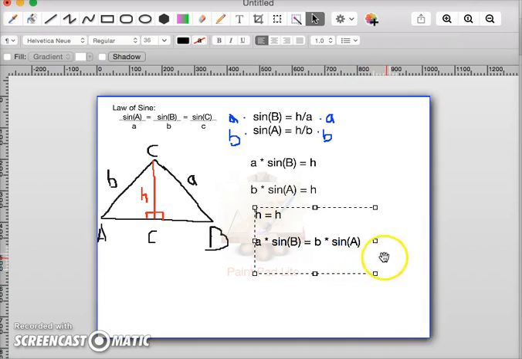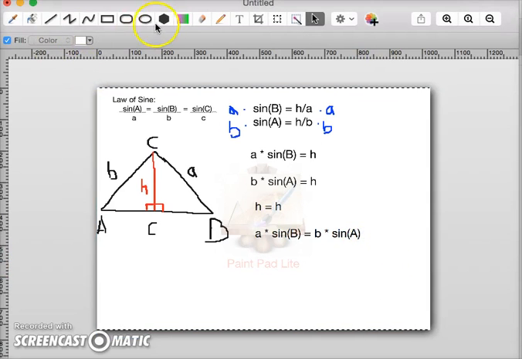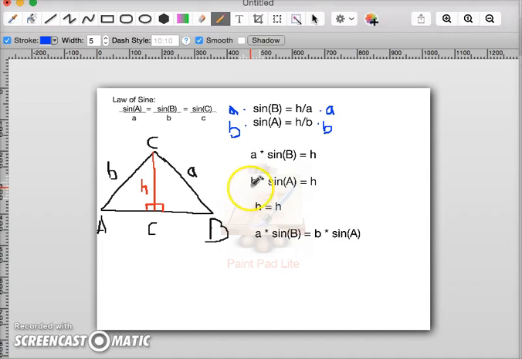Now from here, we're going to divide both sides by a and b. That's a lowercase a, so we're going to divide both sides by a times b. When we divide both sides by a times b, on the left side the a's will cancel, and on the right side the b's will cancel.